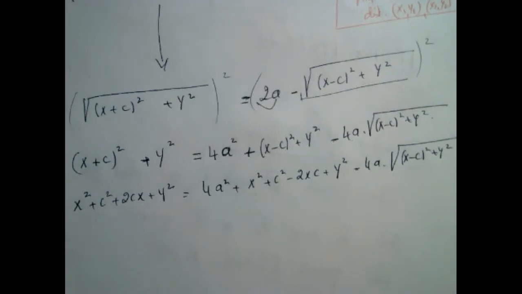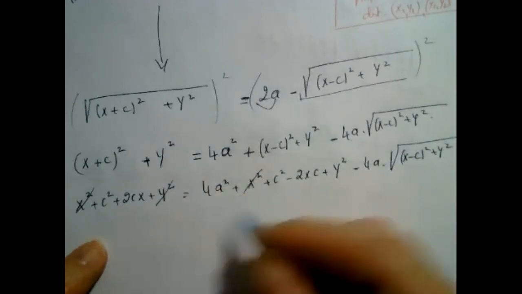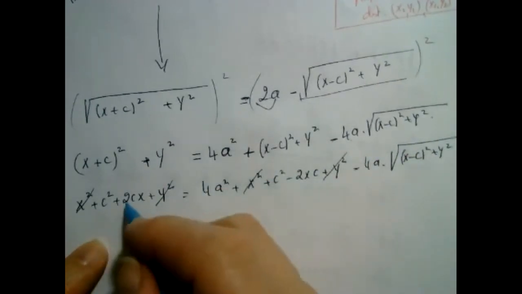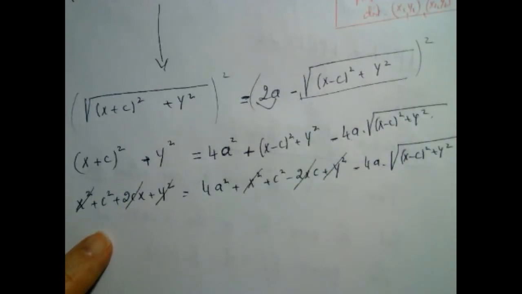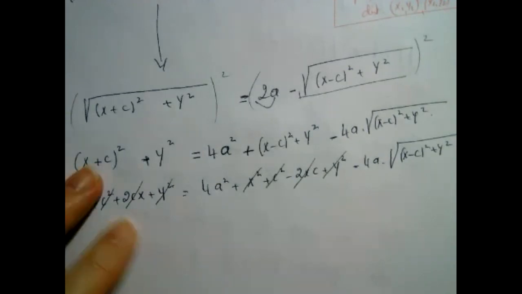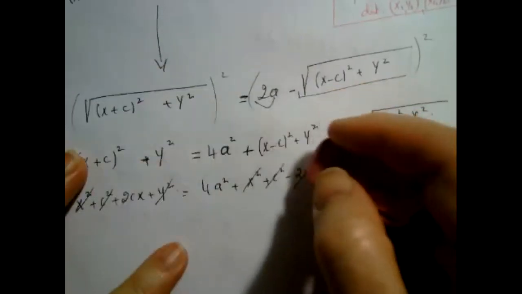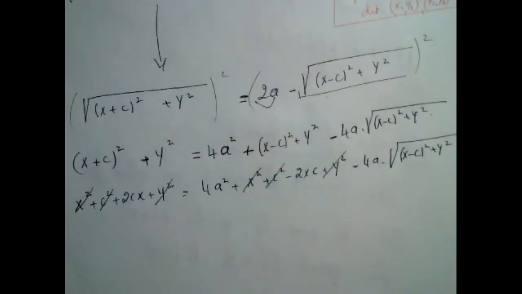We're almost there. Now, x squared simplifies. y squared simplifies. c squared simplifies. The xc terms do not simplify, because you have the plus and the minus. Okay, that's the only thing I can simplify.